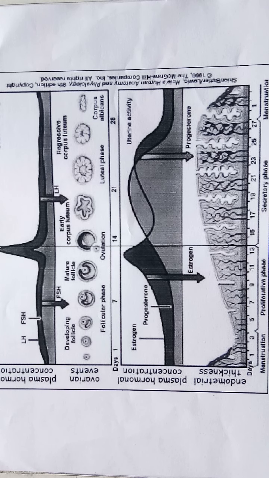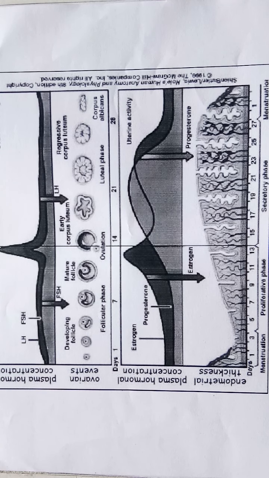Under the influence of progesterone and estrogen, uterine glands develop and secrete uterine fluid in the uterus. Therefore, this phase is known as the secretory phase of the uterus. So, the luteal phase of the ovary and the secretory phase of the uterus occur simultaneously. This phase lasts about 14 days, from the 15th day to the 28th day of MC.